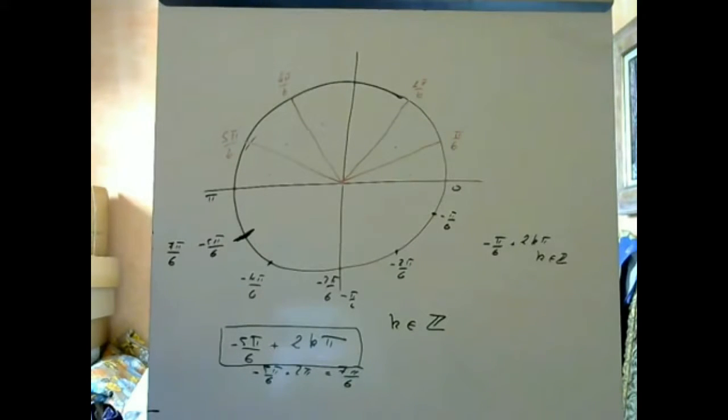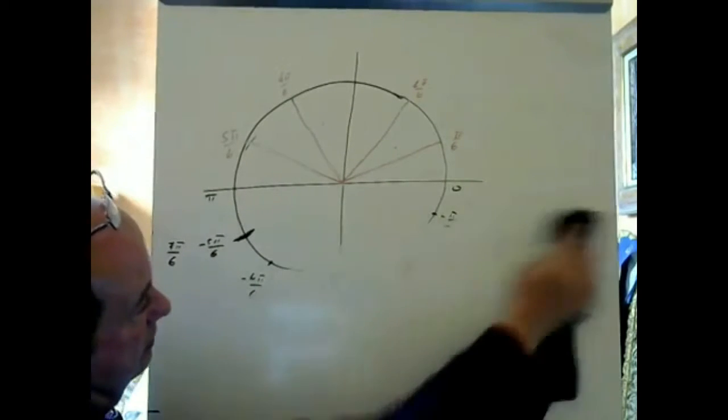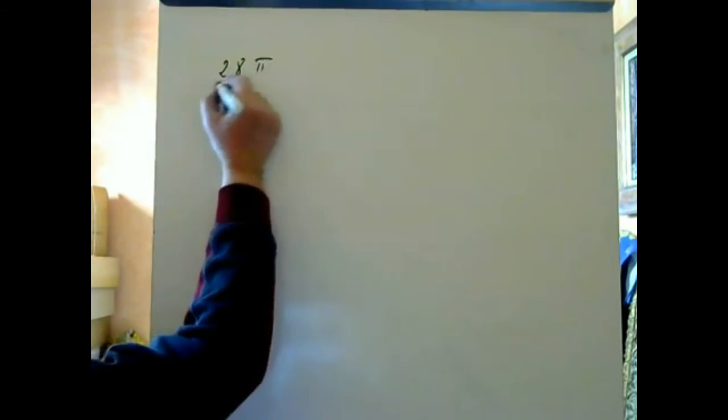Okay? Now we're going to look at how to place angles with large value in radians. So, how are we going to place, say, 28 pi over 6?